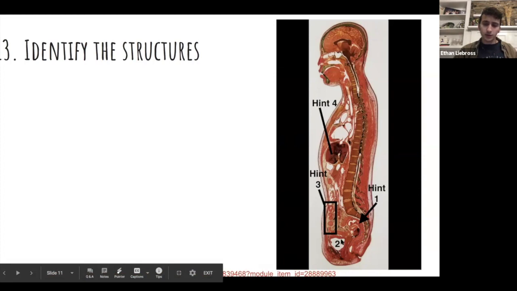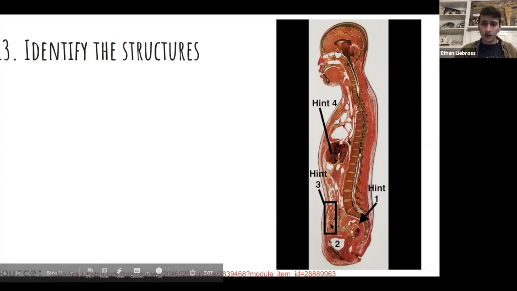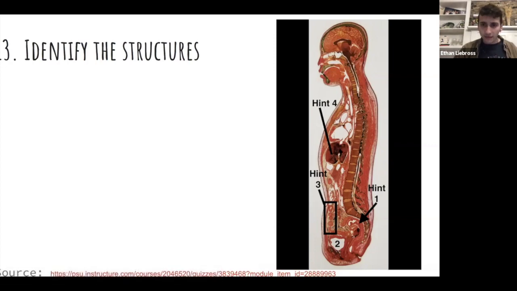So number 2, over here, it's an open space. It's often filled with liquid. So what could this structure be? So this structure is actually the bladder. Next, over here, is a part of the digestive system that is important for nutrient uptake. So this is the small intestine. So last but not least, we have up top, and that structure is the liver.